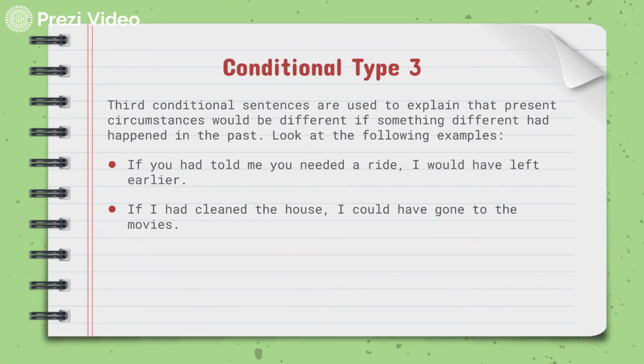Conditional type 3. Third conditional sentences are used to explain that present circumstances would be different if something different had happened in the past. Look at the following examples. If you had told me you needed a ride, I would have left earlier. If I had cleaned the house, I could have gone to the movies.